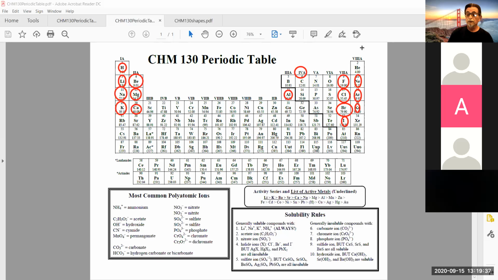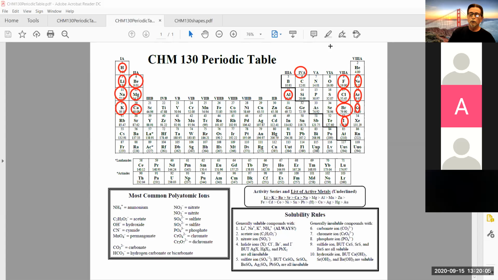And if it's a metal, it's going to lose electrons. If it's a non-metal, it's going to gain electrons. So all that information is right there in the periodic table, without having to memorize specific data for each particular element, just based on their position on the periodic table.